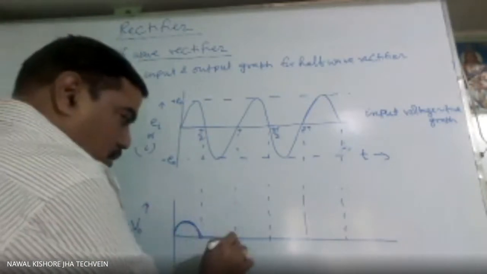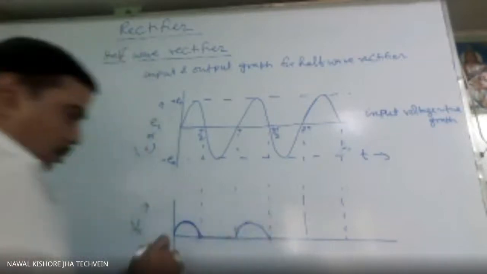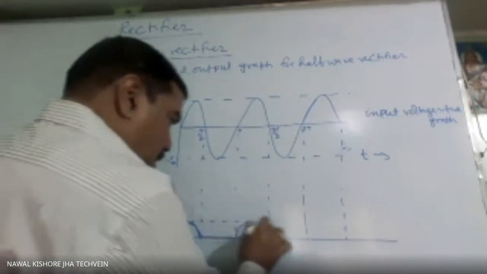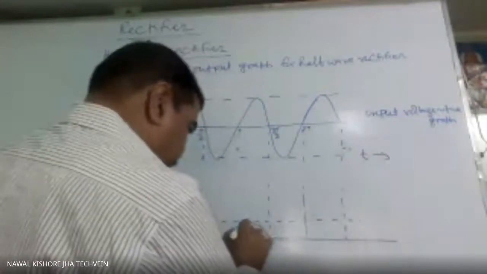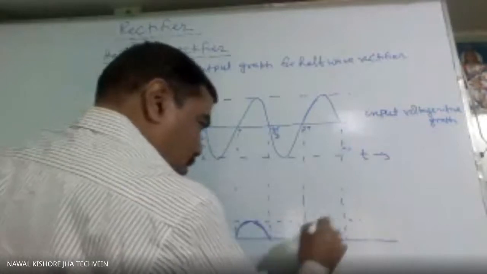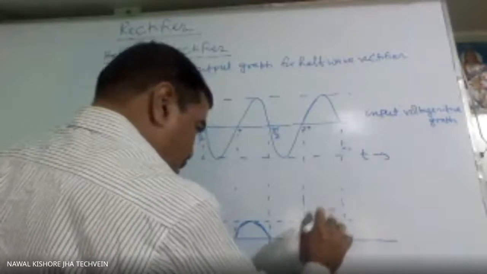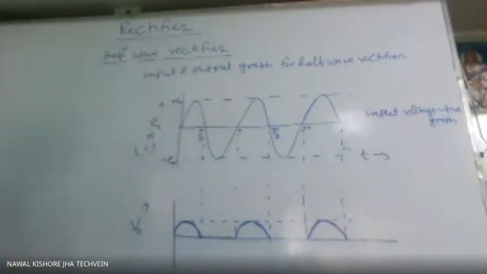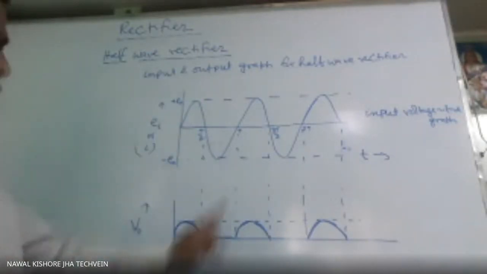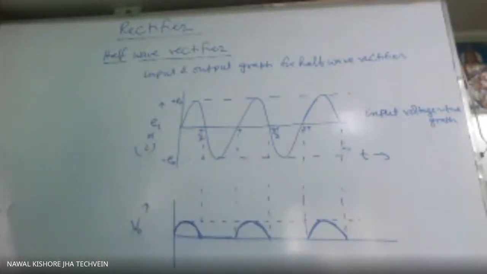For this zero, then again it will conduct. So whatever peak you have adjusted, it should remain same everywhere. Okay, so like this. So for positive half cycle, it will conduct. For this negative half cycle, we will not get current. Again, for this one, we will get current. This one, zero. When the diode is reverse biased, we are not getting any current.